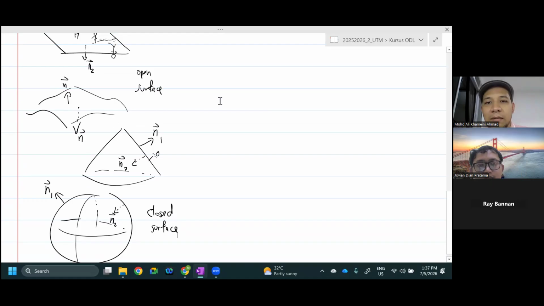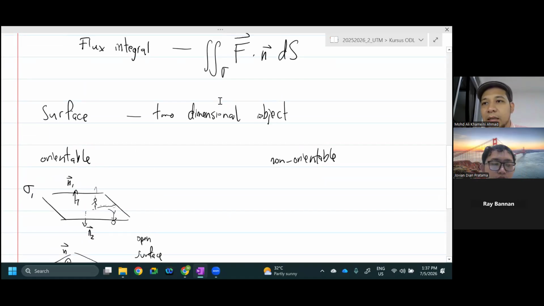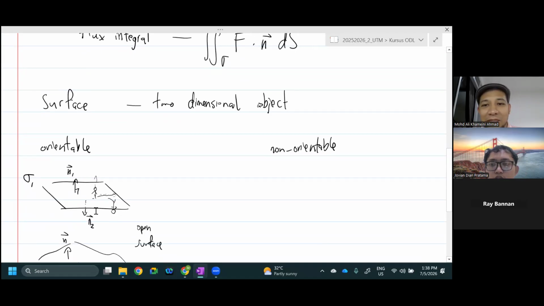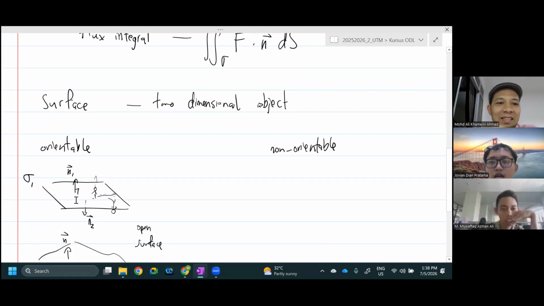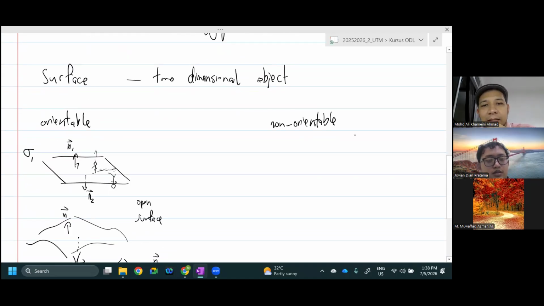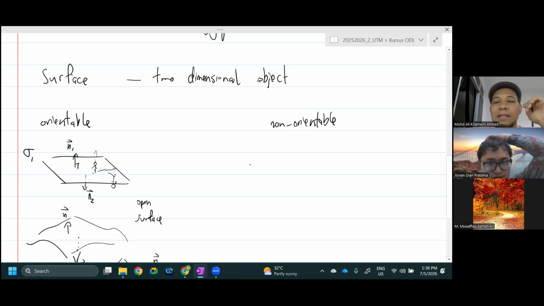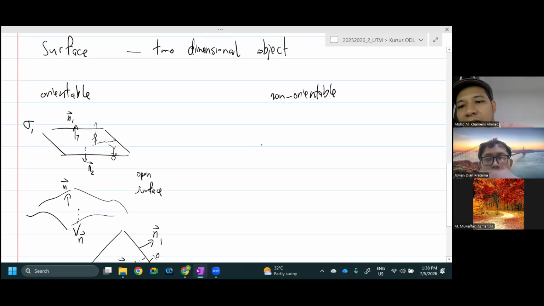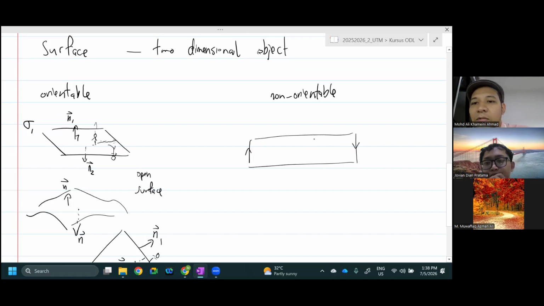Is there any non-orientable surface? The answer should be yes, because I put it here. So what is a non-orientable surface? You cannot orient it in this manner. You don't have these two directions of unit normal, the direction of the surface. The most classical example is the Mobius strip. You have a paper there, and if you glue it this way, you get the Mobius strip.